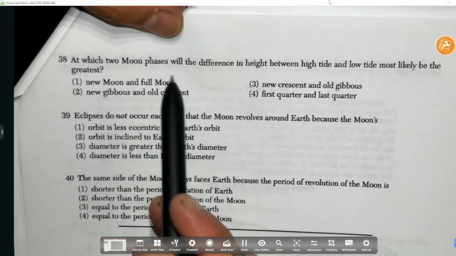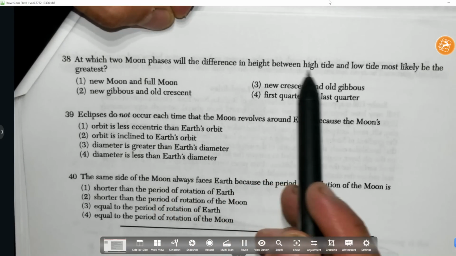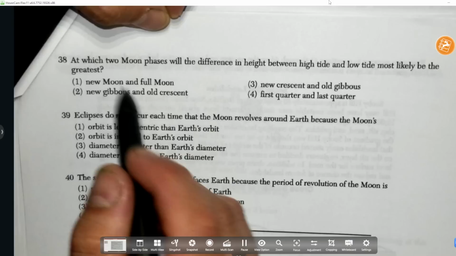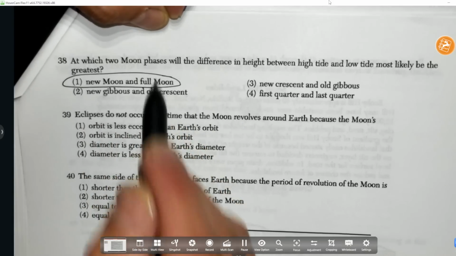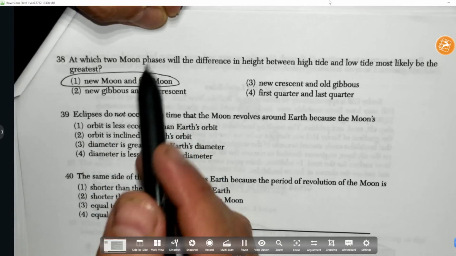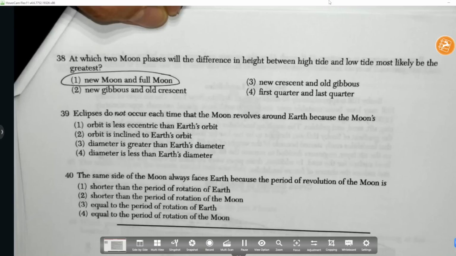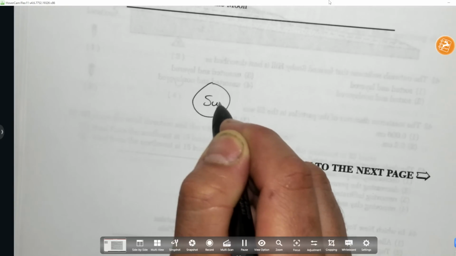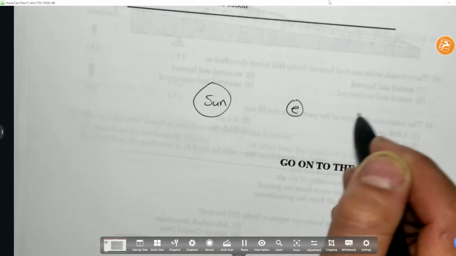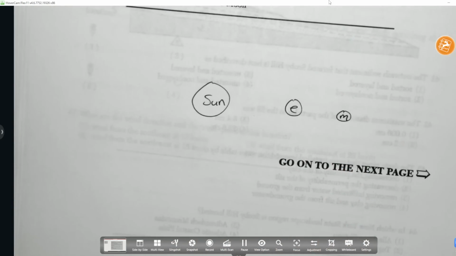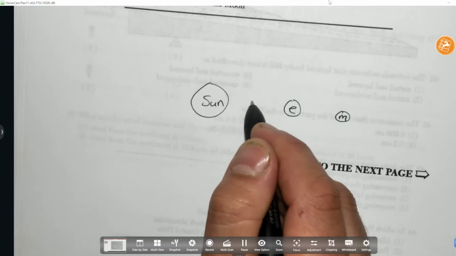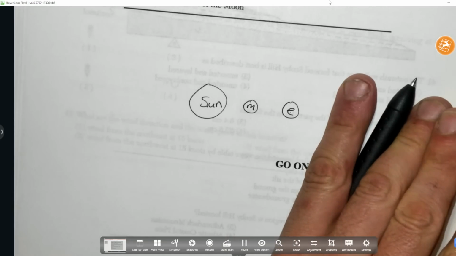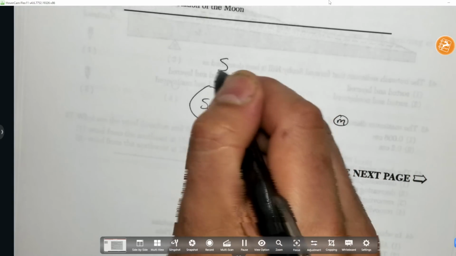At which two moon phases will the difference between high tide and low tide most likely be the greatest? The answer would be new moon and full moon. Why? At new moon and full moon, we have something called a spring tide. So if you remember, we've got the sun, we've got the earth, and we've got the moon. This is a spring tide. We could also have it where it's the sun, the moon, and the earth. That's also a spring tide.